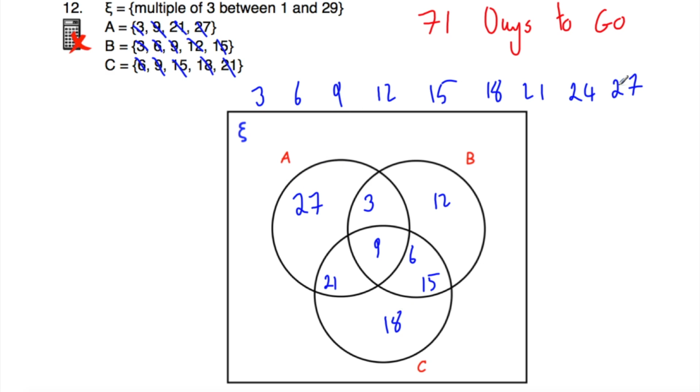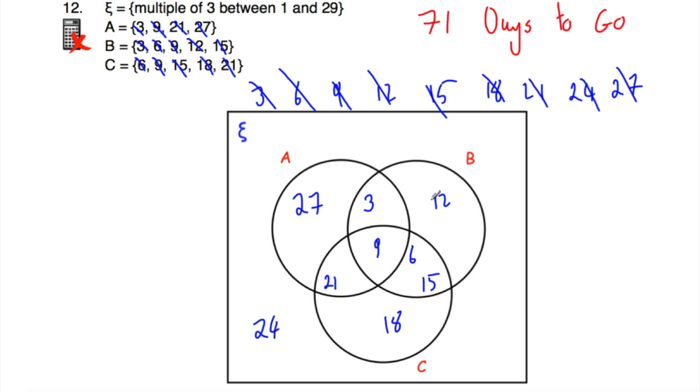So let's just make sure we've got all the numbers and see if there's any that would go outside. So 3, yes, then 6, yes, 9, yes, 12, yes, 15, yes, 18, yes, 21, yes, 24, no, so 24 is going to go outside, it's not in A, B, or C, and then 27, yes, so we've now got all our numbers in the Venn diagram.